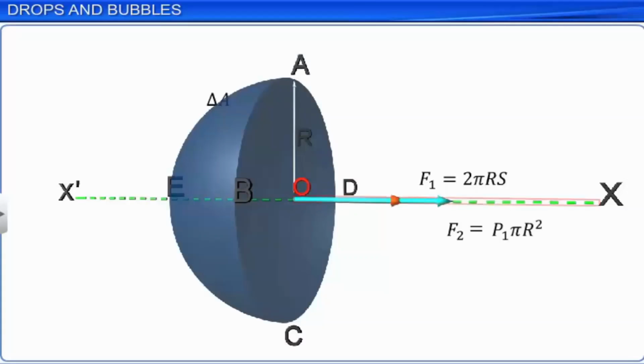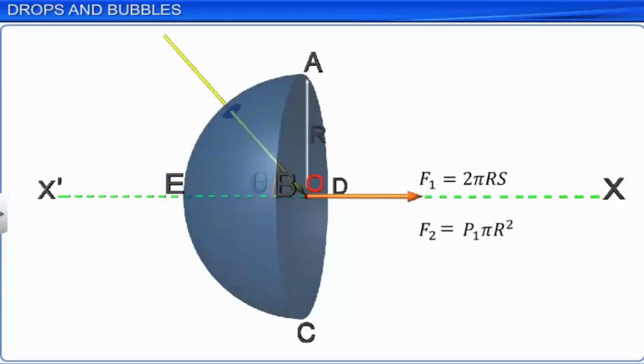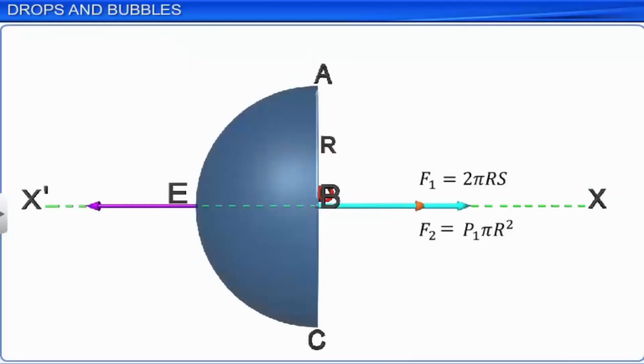Proceeding with the same logic, the force due to the liquid inside the surface ABCDE on the surface, denoted by F3, is equal to P2 into pi r square, where P2 is the pressure just inside the surface of the liquid. The force F3 acts along the direction OX dash.